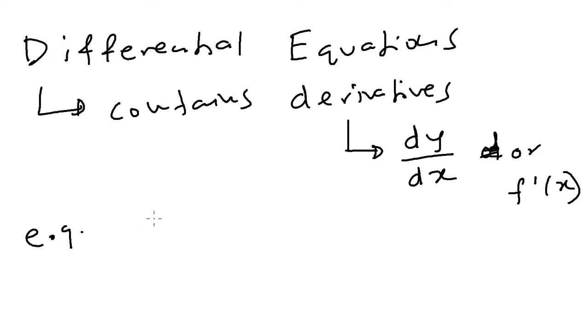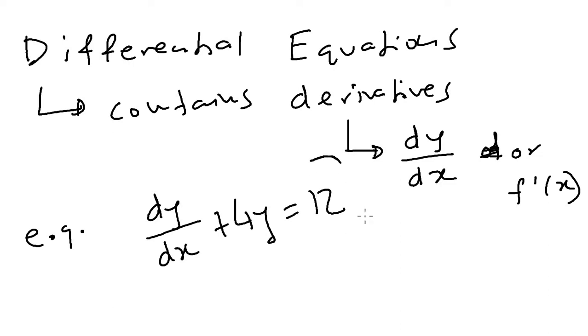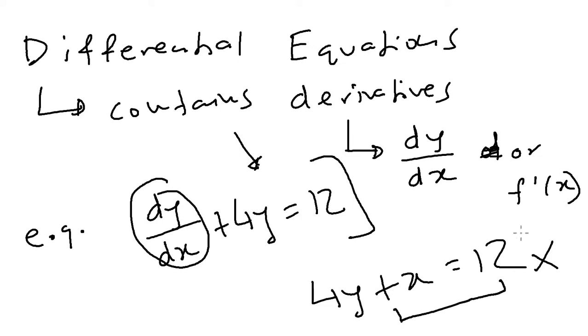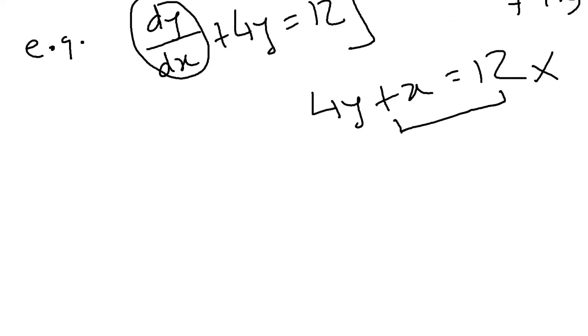So for example, this particular equation is a differential equation because it contains a derivative. However, this particular equation is not a differential equation because there are no derivatives. So in the next slide we are going to look at the method of finding the solution of a specific kind of differential equation. Differential equations can be of various types, various kinds.